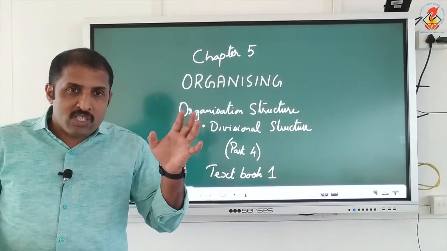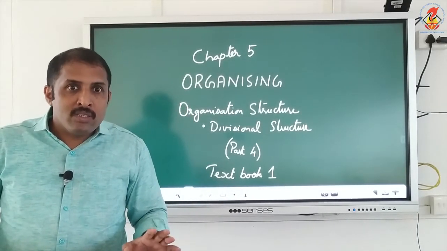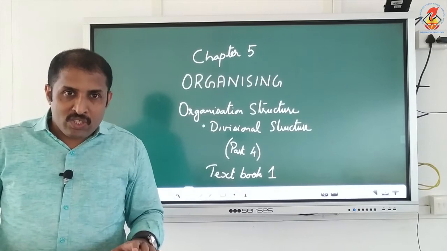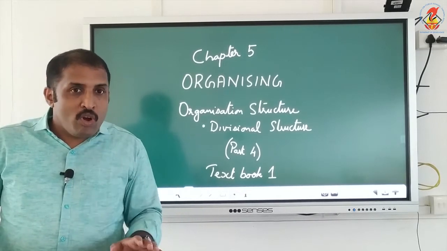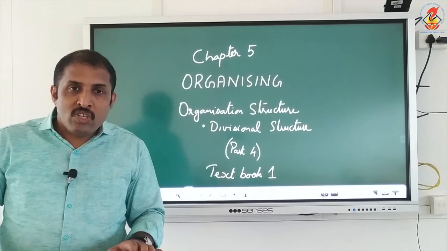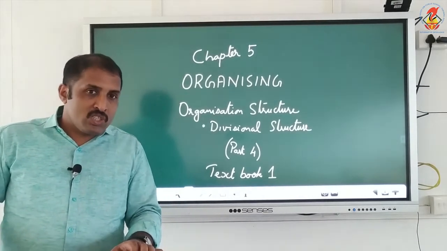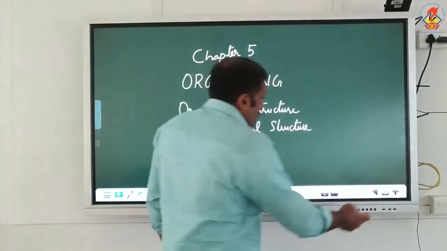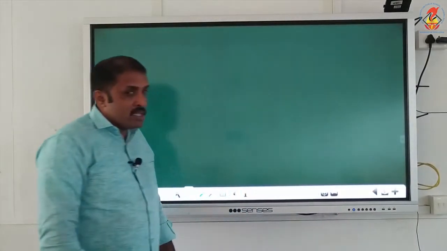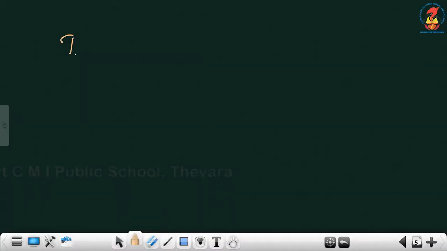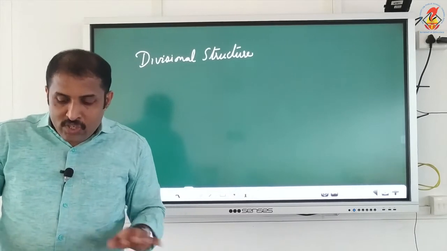One is functional structure, which is on the basis of major functions. When organizational structure is formed on the basis of major functions, we call it a functional structure. Now we are moving on to the next part of it, and that is called divisional structure. Divisional structure of organizing, or divisional structure in organizational structure.